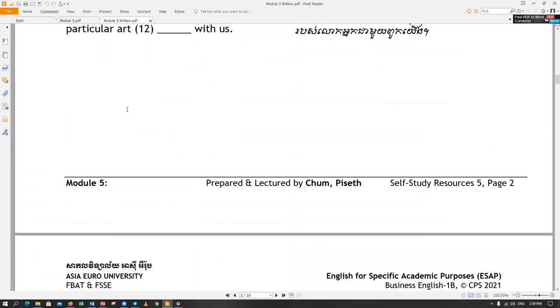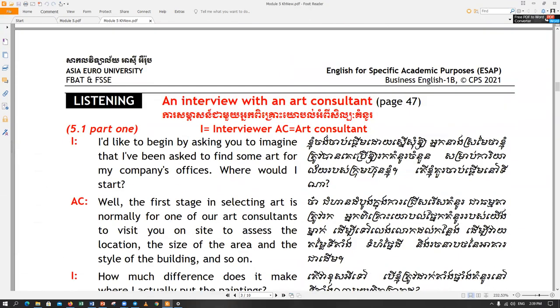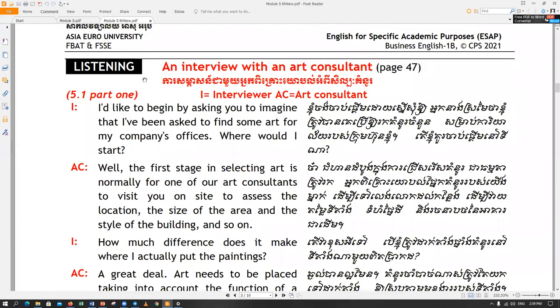Okay, you know already that listening always has a script and translation like this. An interview with an art consultant. Okay, I will play the recording and move the listening script along according to the recording.